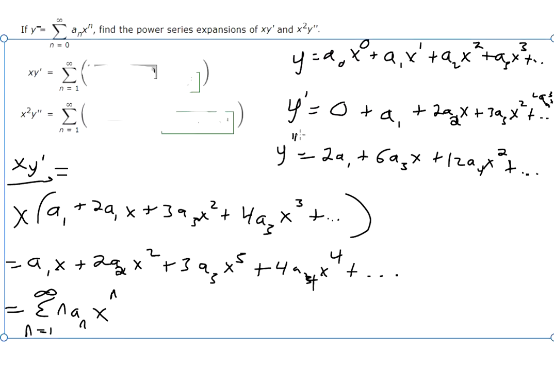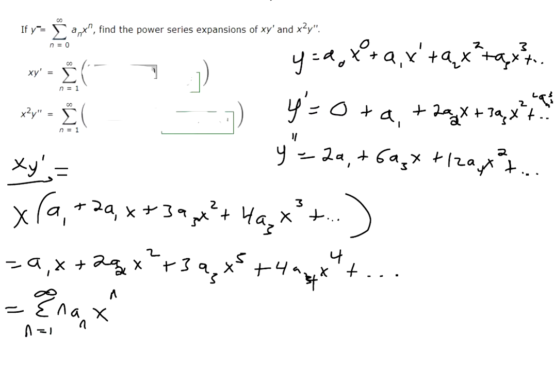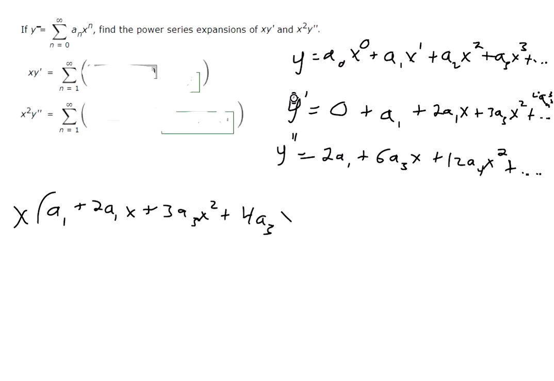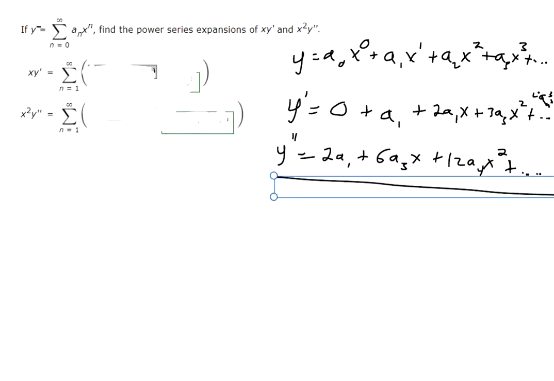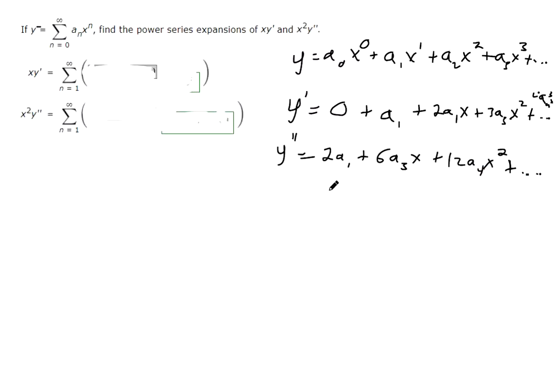If you want to try it on your own, you'll want to pause the video at this point. But this is just x squared times the second derivative. So every term is going to get multiplied by x squared.